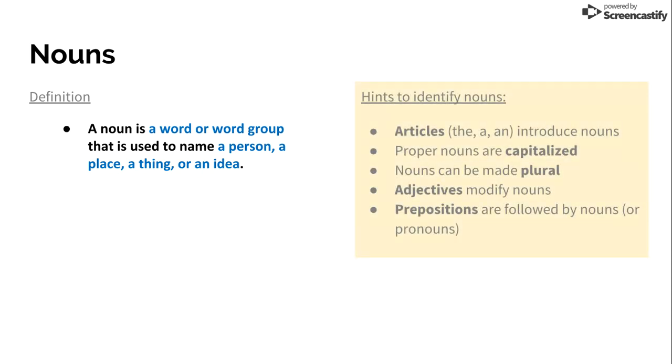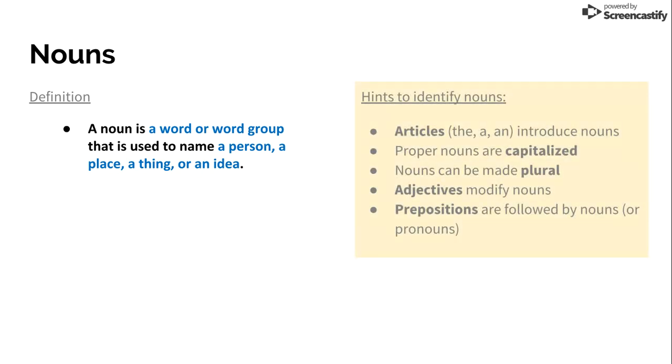And I think when we first learn about nouns, we learn them as being a person, place, or thing, which are all concrete things, but it's important to remember that they can also refer to abstract ideas like love or duty. Here are some hints to help you identify some nouns.